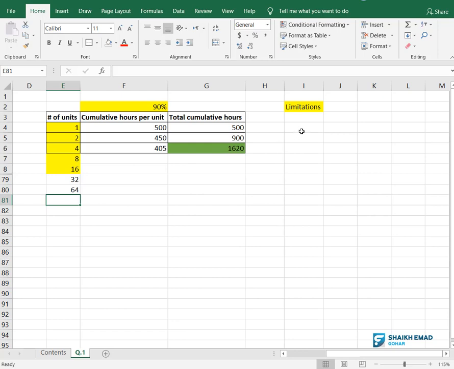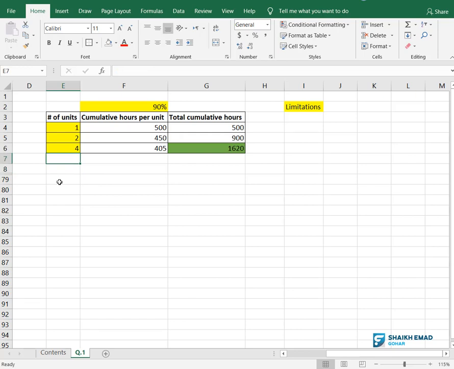See what I have written here, limitations. So basically, this is a limitation. If examiner is asking you what is the limitation of this analysis, you will say, this analysis is based on the assumption that every time the unit will double, learning curve will happen. And this may not be the case in reality. This is the limitation of this analysis. Okay, please write yes in the chat box if you got the point.